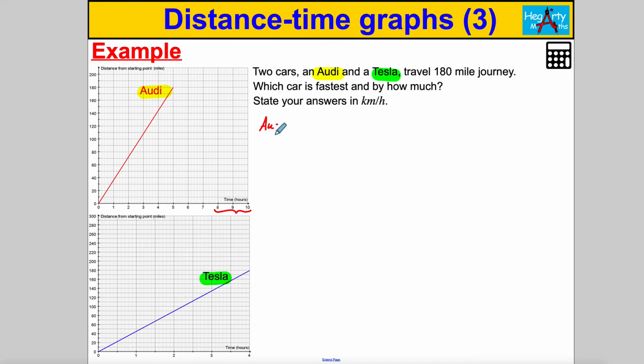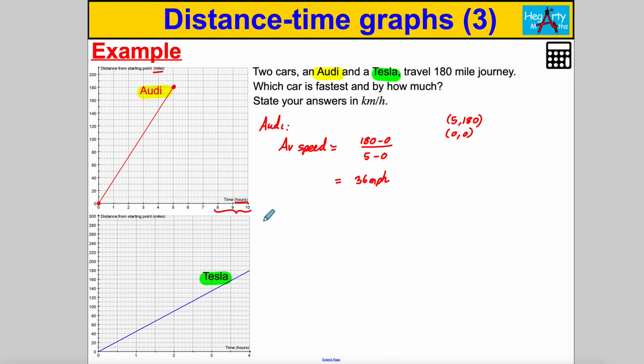So let's do the Audi and let's work out its average speed. It starts at 0, 0 and it ends up at 5, 180. So it starts at 0, 0 and it ends up in 5 hours at 180 miles away. So the average speed is going to be the gradient here, and so we can do difference in y is 180 take away 0 divided by the difference in x's, which is 5 take away 0, and we've got ourselves 180 divided by 5, which is 36. We've got miles, we've got hours here, so it's going to be in miles per hour.